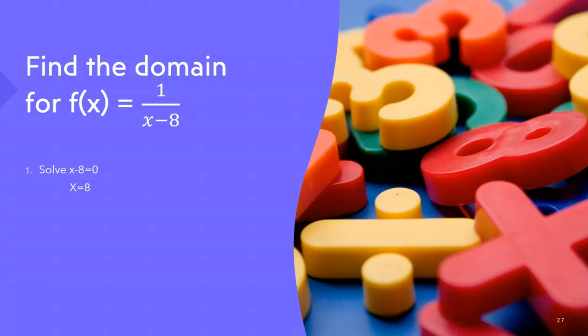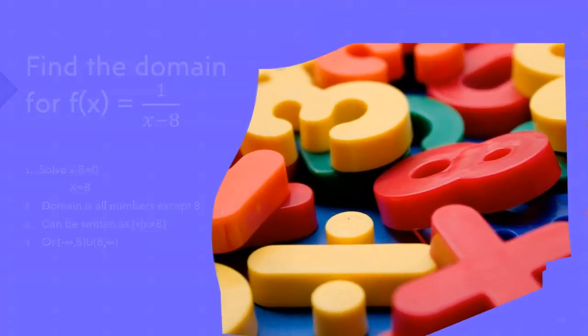We need to find the domain of this function, 1 over x minus 8, and we need to find when the denominator is equal to 0, because then this function would be undefined or imaginary. So we solve x minus 8 equals 0, x would be 8. So your domain would be all numbers except for 8, and you read this as x such that x does not equal 8. Or you could also write it as negative infinity to 8 union 8 to positive infinity.